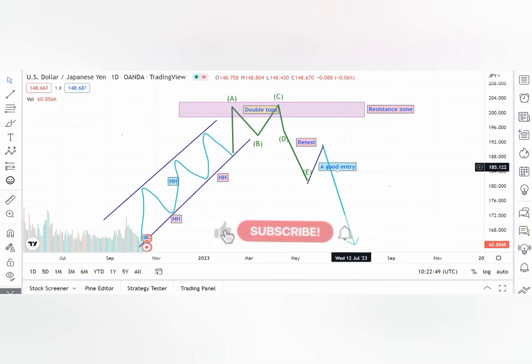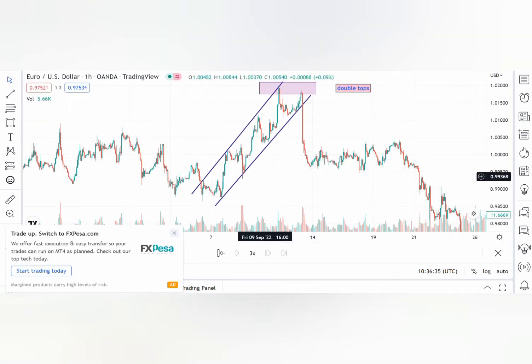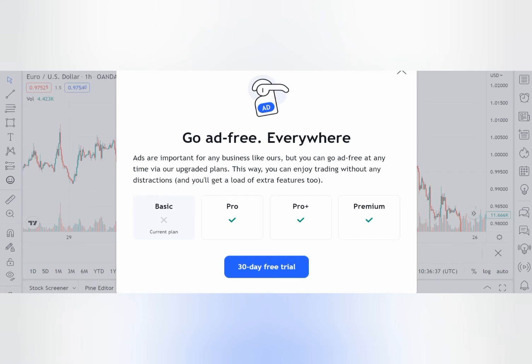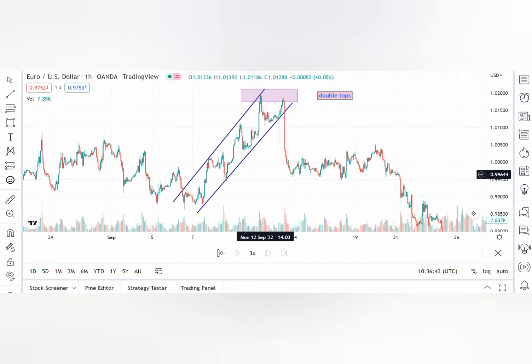So here we have the double top pattern, a reversal pattern. This works in a similar way. You wait for the market to break, and you enter the market immediately after it retests the breakout zone. Here's an example of the market. You can see the double tops. I always draw the rectangle so that I can note the resistance area, the supply area, above the first double tops.